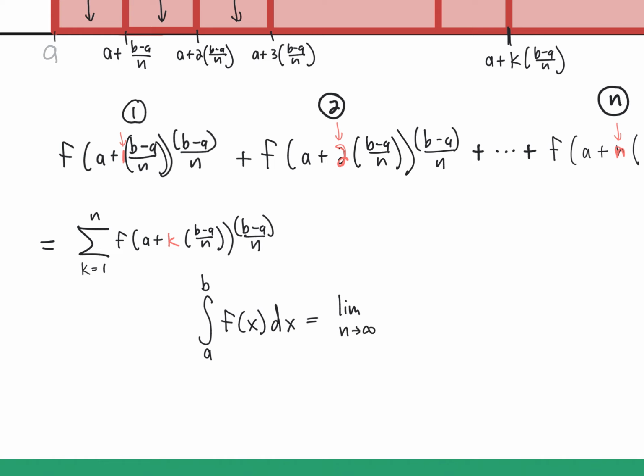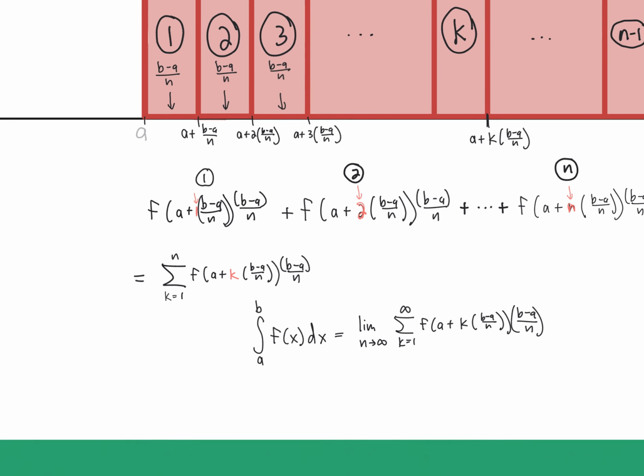of the summation, k equals 1 to infinity, f of a plus k times b minus a over n, and then times that by b minus a over n. Okay, so this right here is the definition of a definite integral. So this is the shorthand notation. This is how we construct it, or at least one way to construct it.